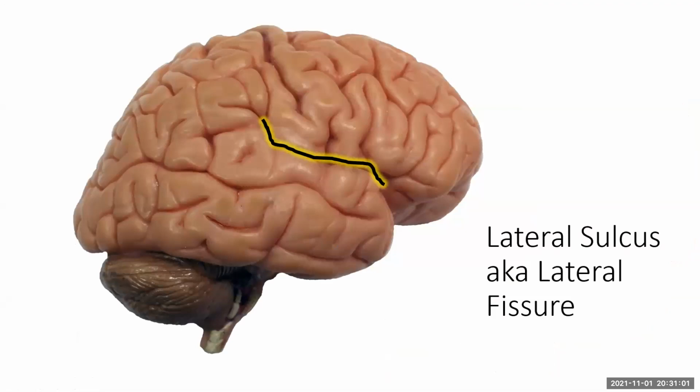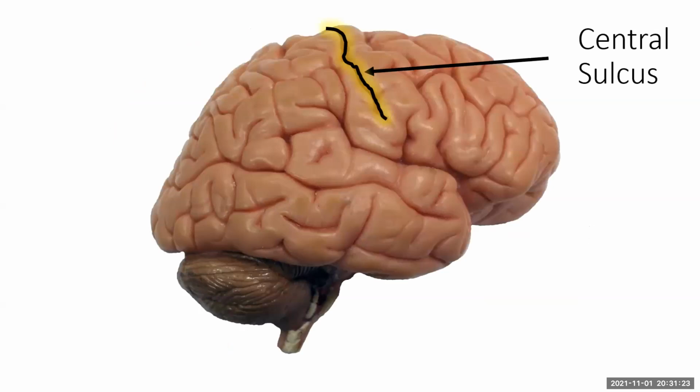Going to the lateral view of our brain, here's the lateral sulcus. It's also referred to as the lateral fissure, so either is acceptable, which is confusing to me because a sulcus is usually not as deep as a fissure. There's the central sulcus. Now that arrow is not the arrow, excuse me. The arrow is pointing to that black line with the yellow highlight. That black line is occupying the central sulcus.